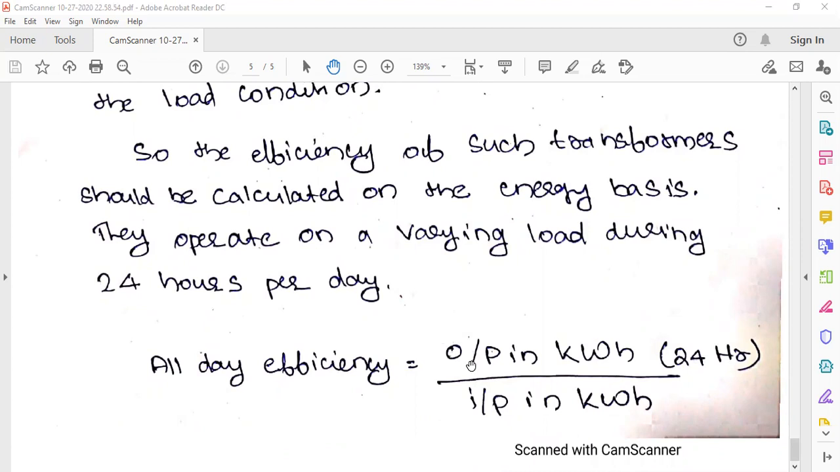That's it. So far we have seen the different types of losses. What are the constant losses? What are the variable losses? What are the major losses? What are the minor losses? And then their equations, their maximum efficiency, how variable loss becomes equal to iron loss, and finally what is the all-day efficiency of a transformer. Thank you.